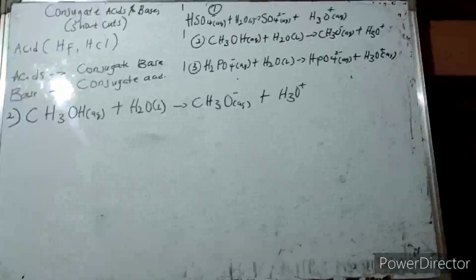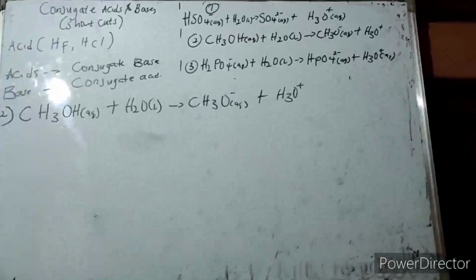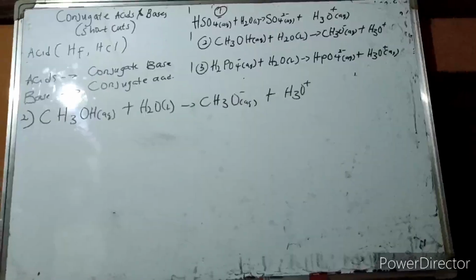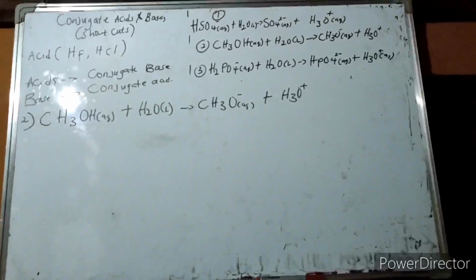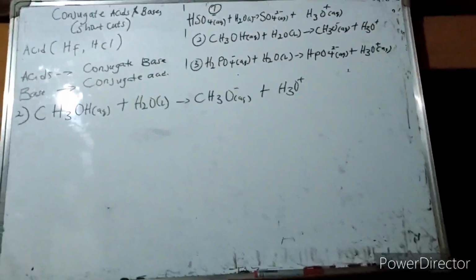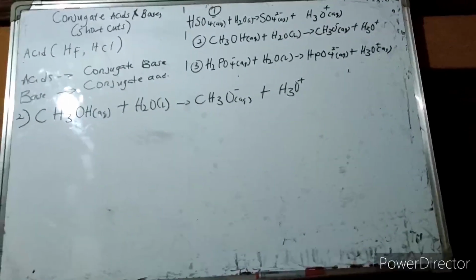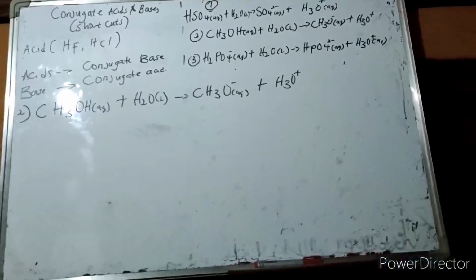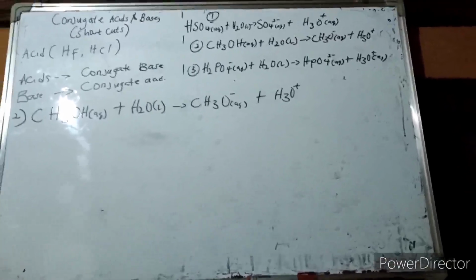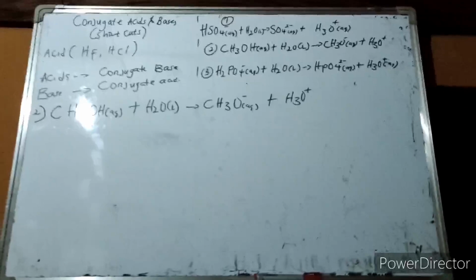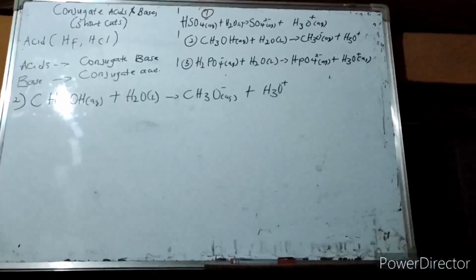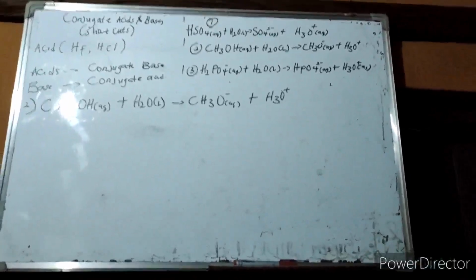So this is the second problem. CH3OH plus H2O gives you CH3O minus plus H3O plus. Okay, now we are about to find the conjugate acid and the conjugate bases. Okay, so that is it.